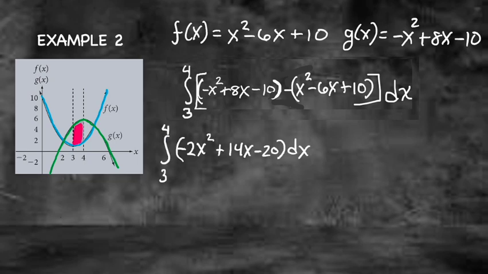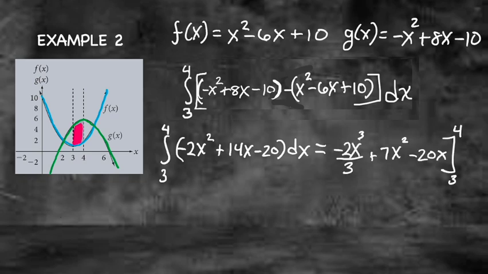Before we integrate, I personally find it easier if we combine like terms first. So what I did is I distributed that minus 6 in front of the second parentheses, and then I combined like terms. And I got the integral from 3 to 4 of negative 2x squared plus 14x minus 20. Now, when we find the antiderivative, we get negative 2x to the third divided by 3 plus 7x squared minus 20x.